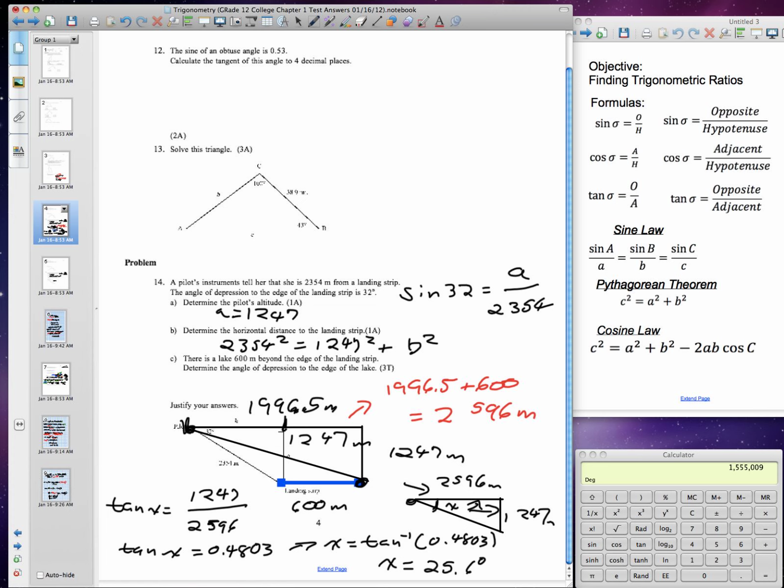So the new angle of depression, 25.26 degrees. That angle is less than the original angle. Does that make sense? Is this a smaller angle than the other one we started with? Yes. Okay, this is a smaller angle than the old triangle we had, so that makes sense. We have an angle that is smaller than the 32 degrees. Our new angle is 25.26 degrees.